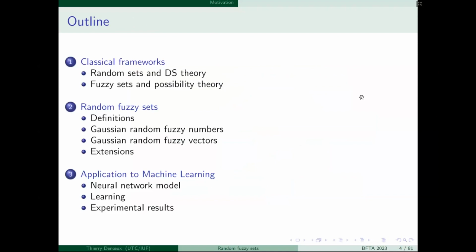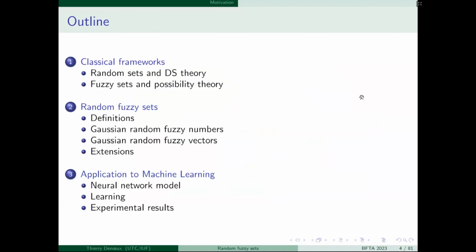Then I will introduce the new thing, random fuzzy sets. I will first give general definitions, and then I will introduce some practical models. Because if you have a very nice mathematical theory, but nobody knows how to use it in applications, it's interesting for mathematicians, but here we are not pure mathematicians.